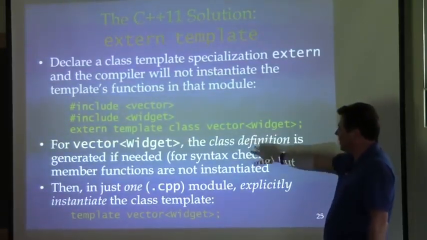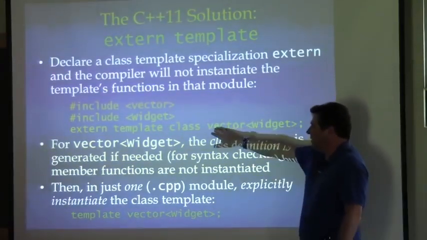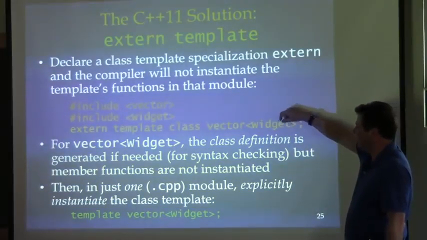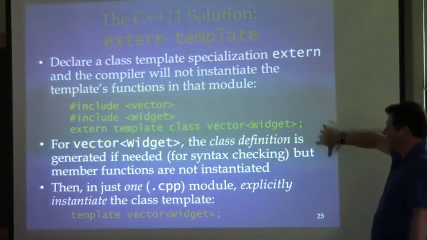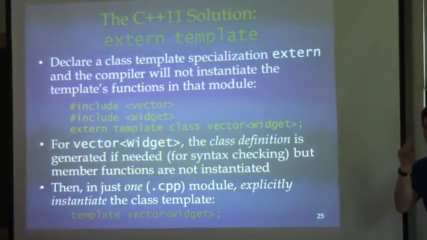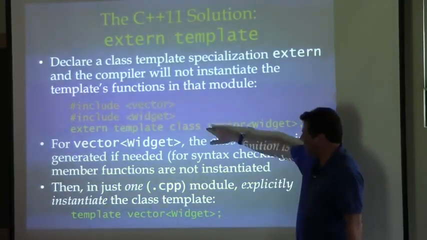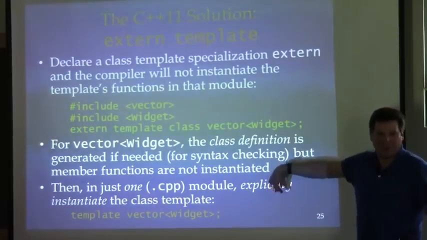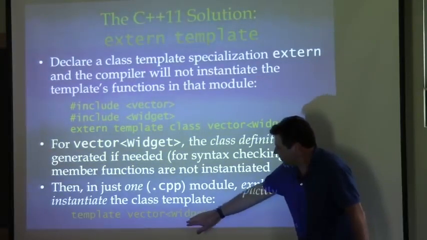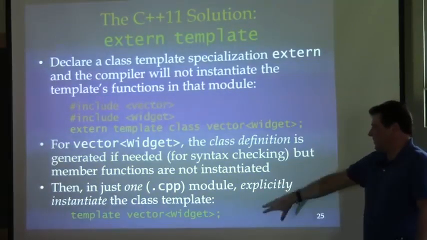If you've got 1,000 translation units, 1,000 modules in your program, and 999 of them say this, then the compiler cannot bother generating the member functions for vector of widget. It simply generates the references and lets the linker deal with it at link time. Then in one translation unit, you supply this after the includes, instead of this, or in conjunction. I think you can actually do both. But the key is that this only appears in one CPP file. Template vector widget. And this is called explicit instantiation. So this forces all the member functions to be generated.